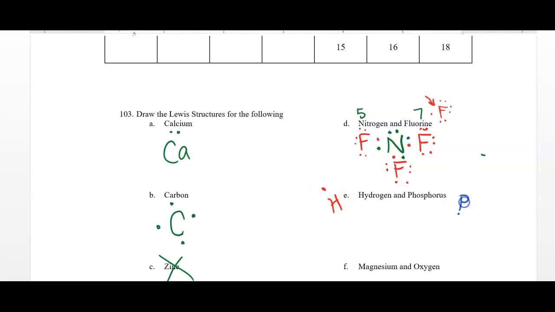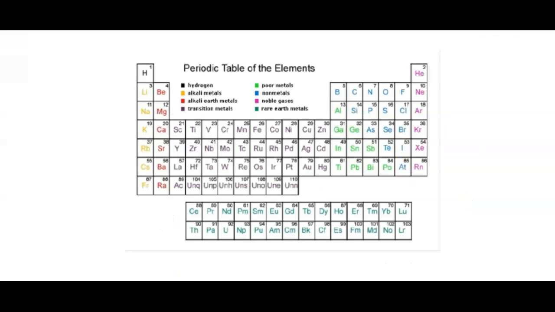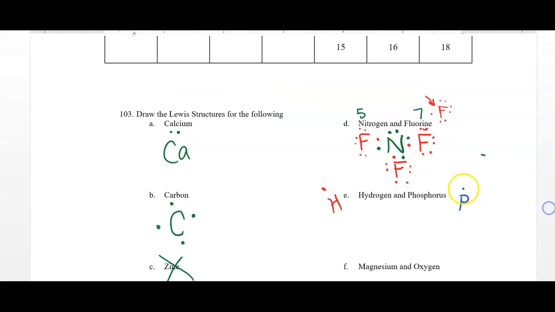And phosphorus, right? Looking at your periodic table, count over 1, 2, 3, 4, 5. Okay, so we come back. We're going to do 1, 2, 3, 4, 5. So phosphorus has the most ability to accept bonds. So we're going to put it in the middle. And then hydrogen has 1 to give. So it can give 1 here. It can give 1 here. And it can give 1 there.